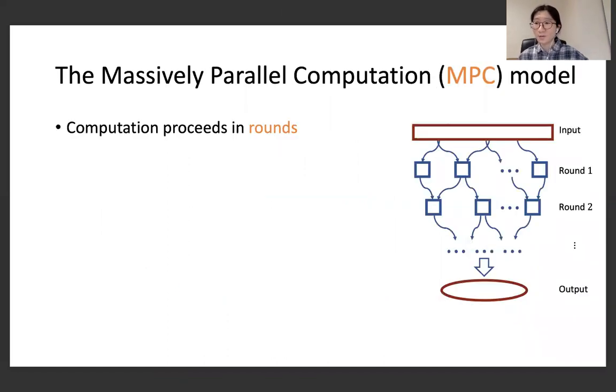In this talk, we will focus on the massively parallel computation model, or MPC. In MPC, the input is distributed to a collection of machines, and the computation proceeds in synchronous rounds. In each round, a machine receives some messages from the previous round, performs some local computation on those messages, and then sends the results to other machines as input for the next round. The main complexity measure in MPC is the number of rounds it takes to finish the computation.